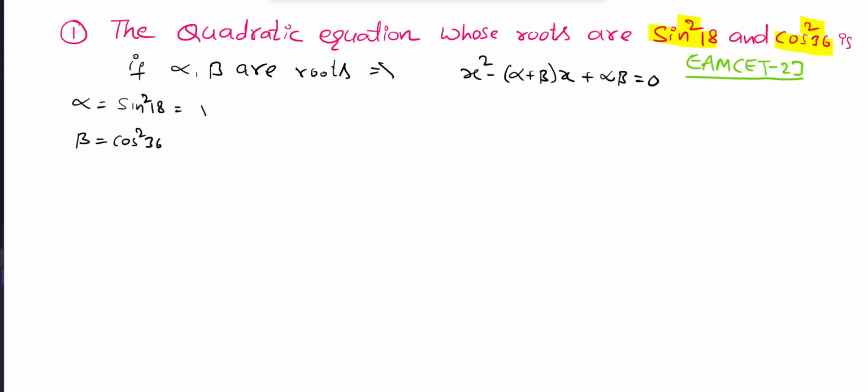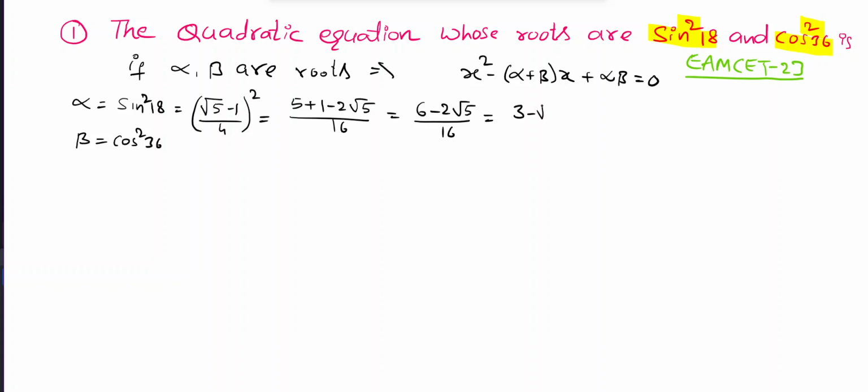So sin 18 value is (root 5 minus 1) by 4. This is whole square. So squaring, that is (5 plus 1 minus 2 root 5) by 16. This is equal to (6 minus 2 root 5) by 16. So take 2 common and cancel. This is (3 minus root 5) by 8. This is the value of alpha.